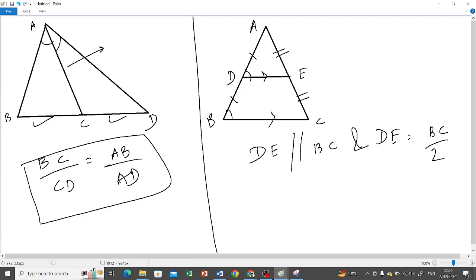I just know that D and E are the midpoints of two sides, and DE is the line joining the midpoints. So according to midpoint theorem, DE is parallel to BC and DE is half of BC.